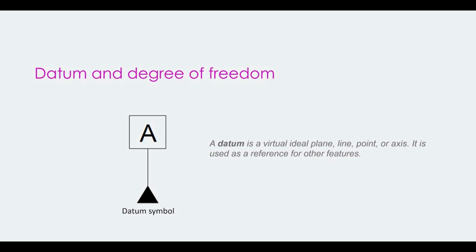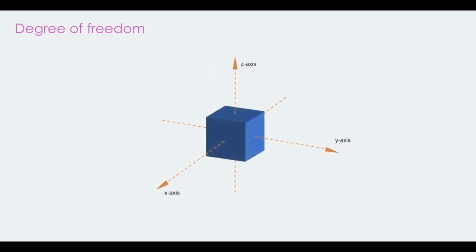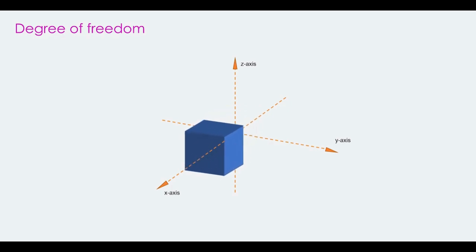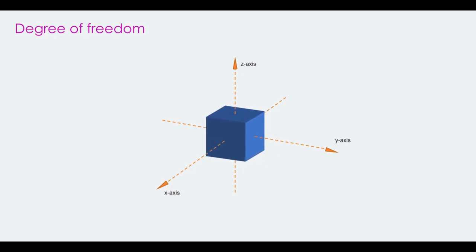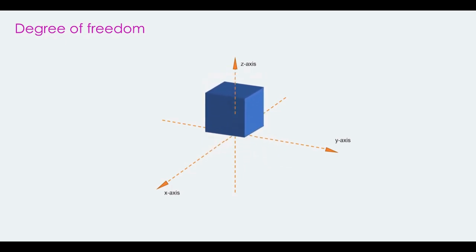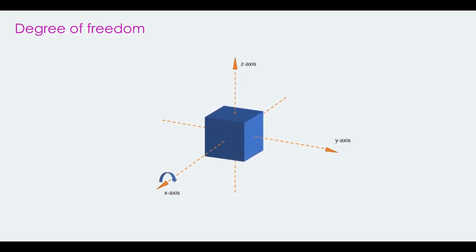Degree of freedom, in very simple terms, is the number of directions of motion possible for a body. A rigid three-dimensional body, like a cube, has 6 degrees of freedom: translation along the x direction, translation along the y direction, translation along the z direction, rotation about the x-axis, rotation about the y-axis, and rotation about the z-axis.